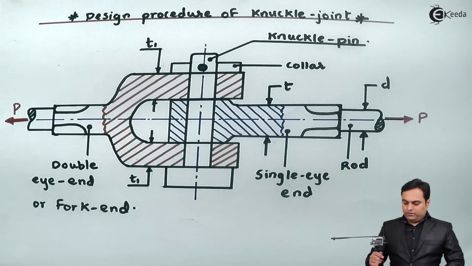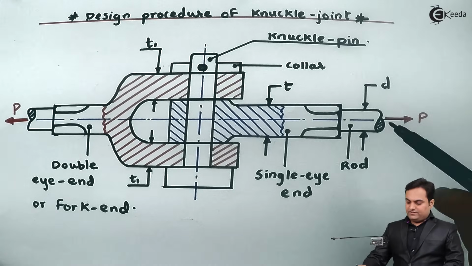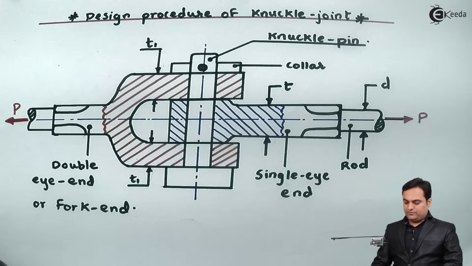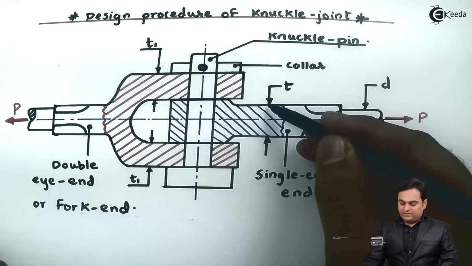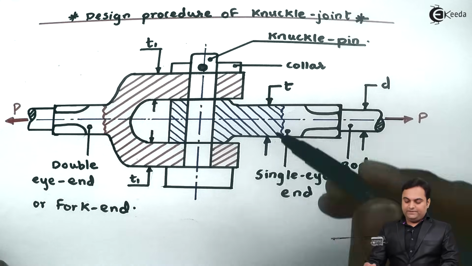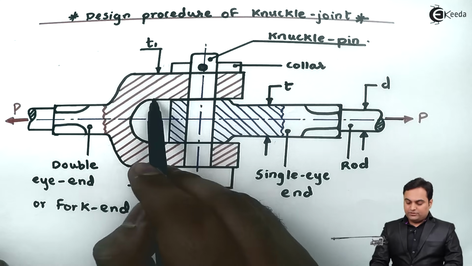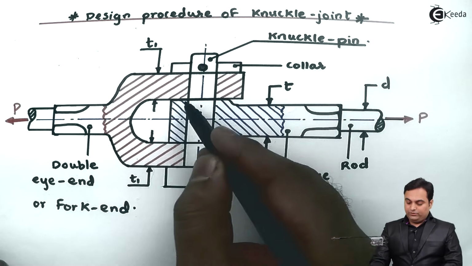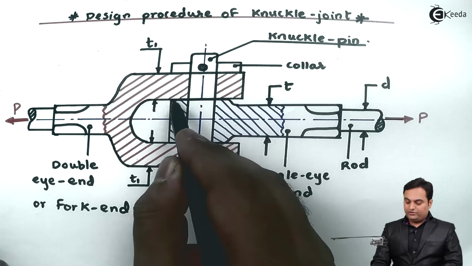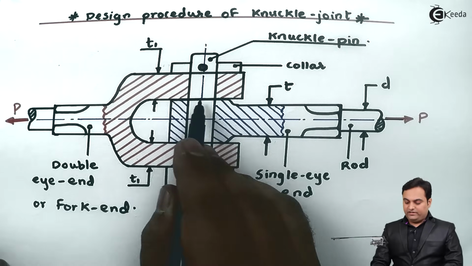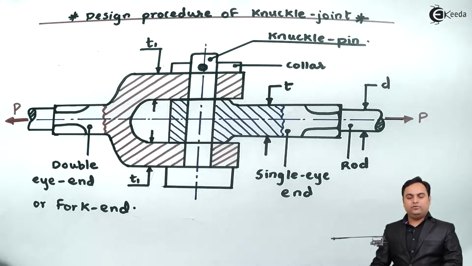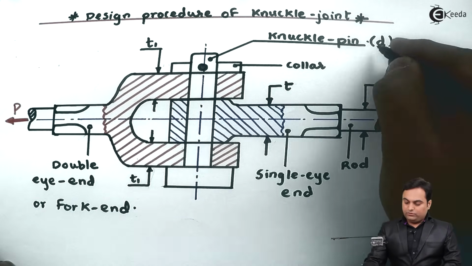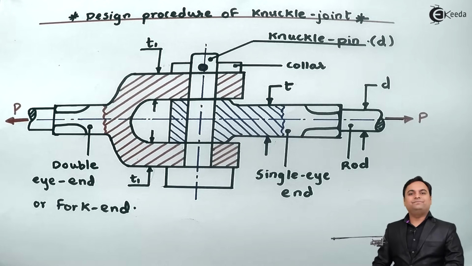Now, the major dimensions which I can see here: the rod, which has the minimum diameter, is denoted by small d. Small t is the thickness of this single eye end. T1 is the thickness of this double eye end or fork end. Next, I will denote small d1 as the diameter of single eye end, and for the fork end the diameter would be the same. Knuckle pin diameter, I'll keep it equal to the diameter of this rod.